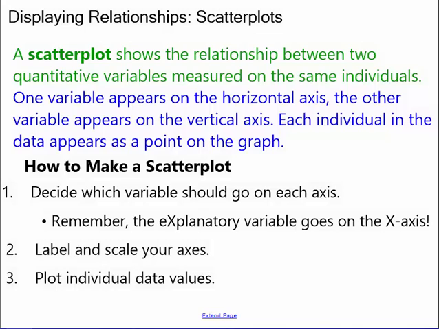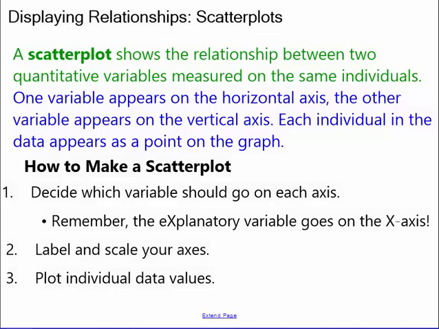When we are displaying those two variables, we make a scatter plot. A scatter plot is going to have an x and a y-axis, and it's going to show the relationship between two quantitative variables. That's the key, that this is about two quantitative variables, things that we can find the average of, that we can take measurements on. One variable is going to appear on the horizontal axis. The other variable is going to appear on the vertical axis. We always put the explanatory variable on the x-axis. So that's our first step.